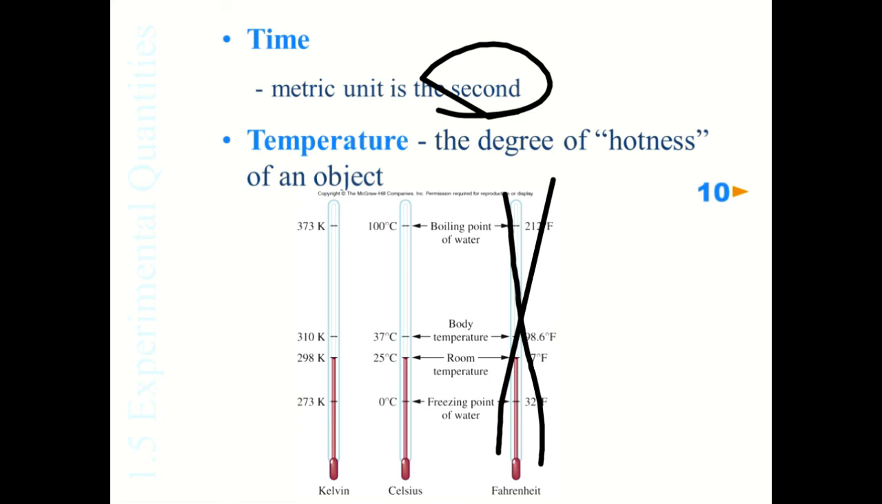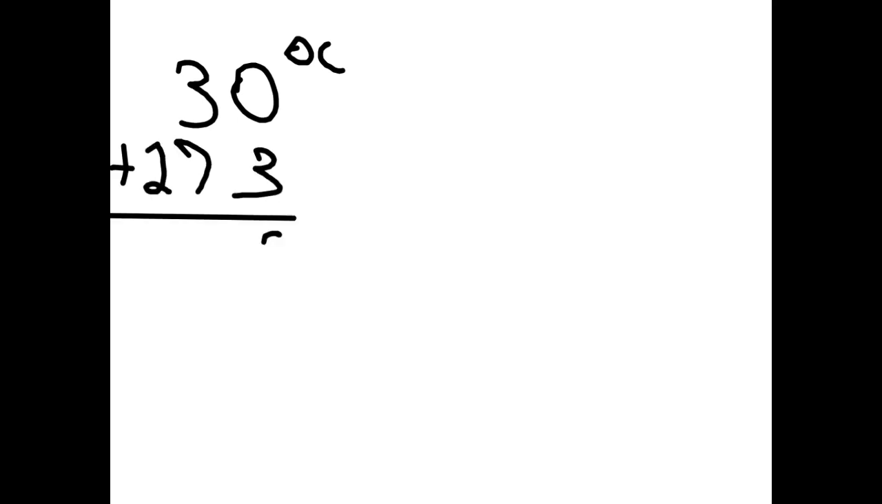Okay? So if I want to convert from one to the other, I just have to add 273 to the degrees Celsius. So if it is 30 degrees Celsius, what is it in Kelvin? So 30 plus 273. Whoops.